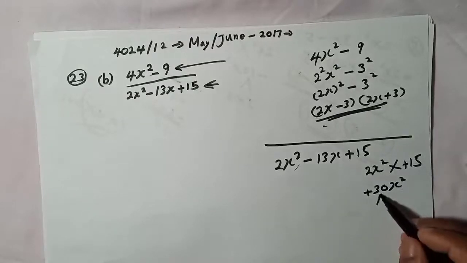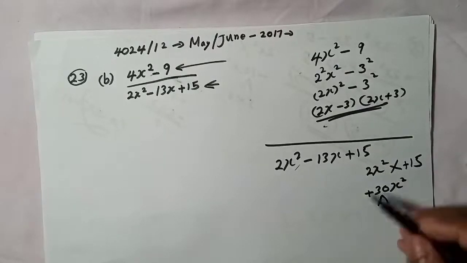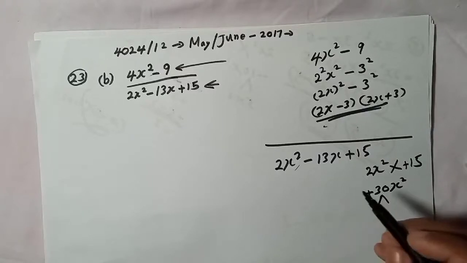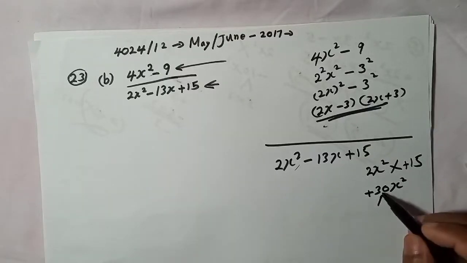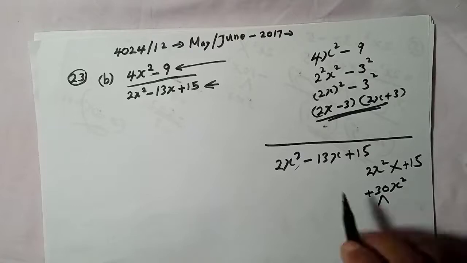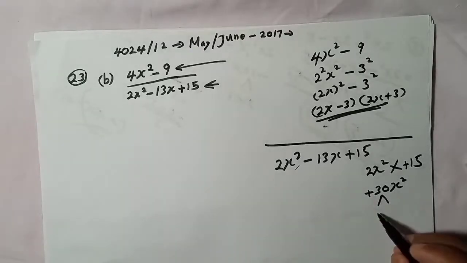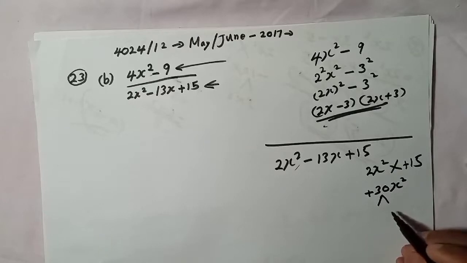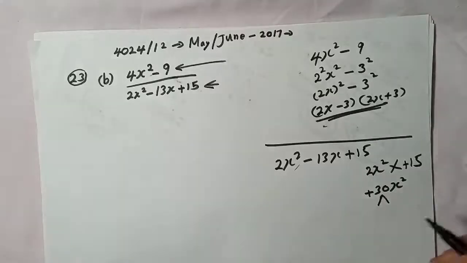Now 30, how can we make it? When you multiply you should get 30, and when you add or subtract you should get 13. Now for 30 I could make 5 into 6, but it will not work. 5 plus 6 is 11, and 5 minus 6 is minus 1, so you can't get this.